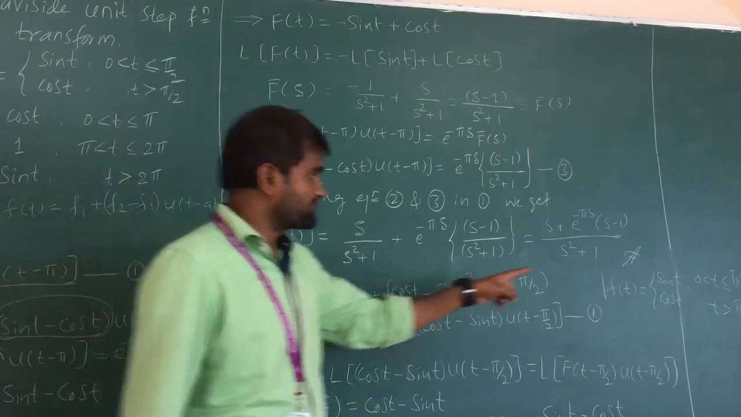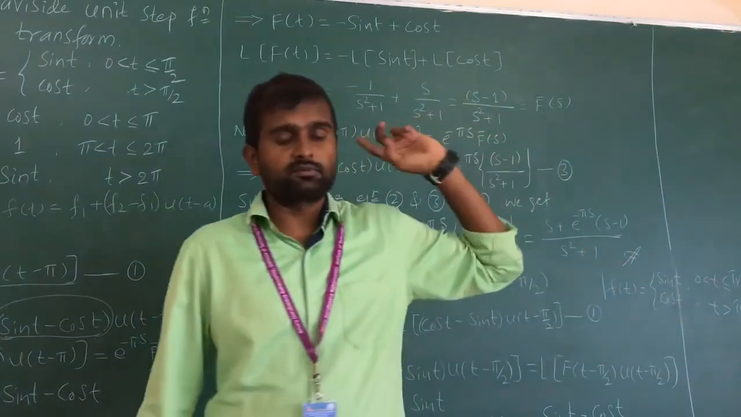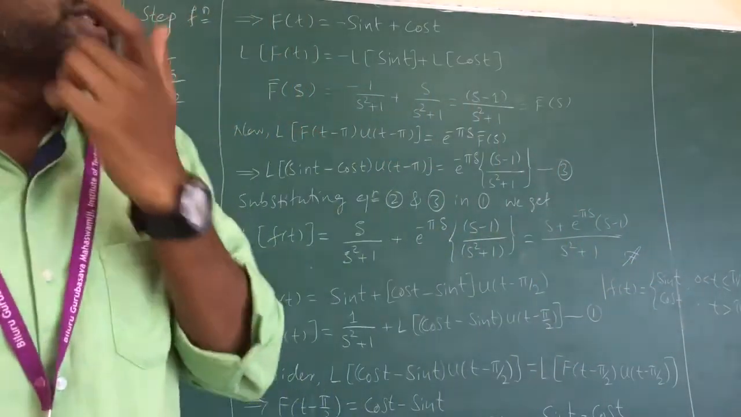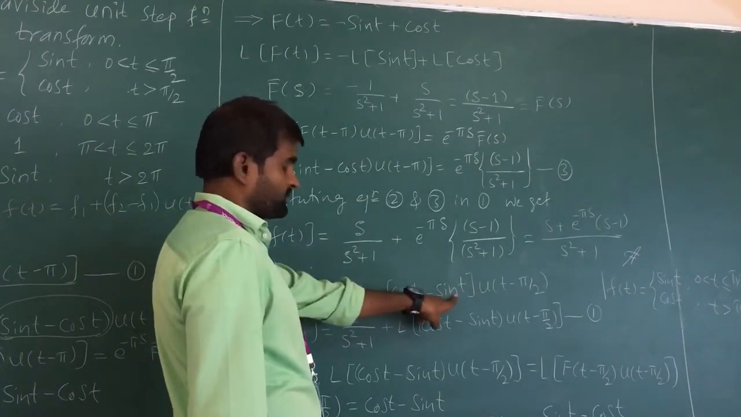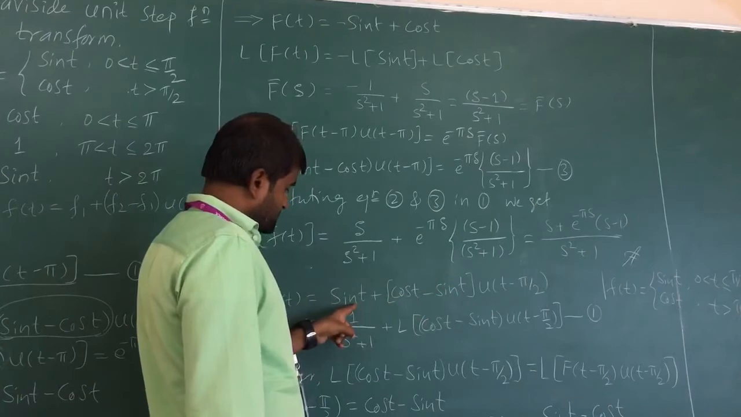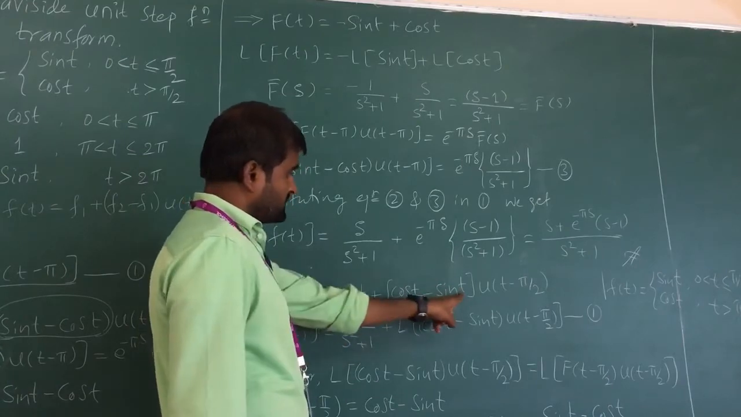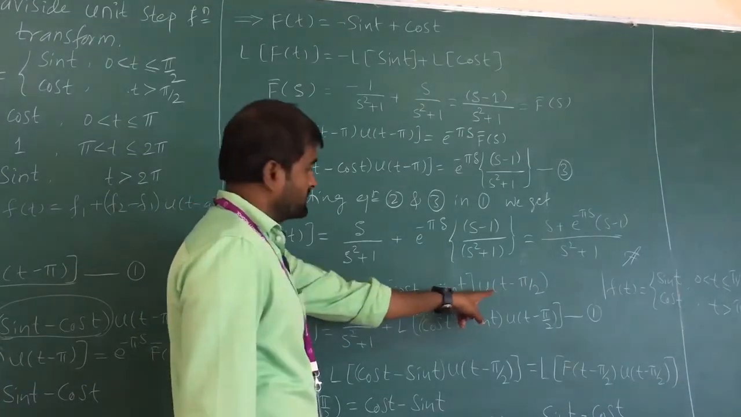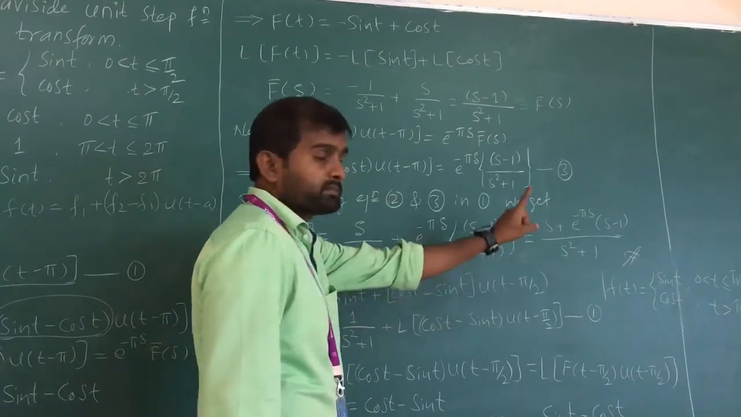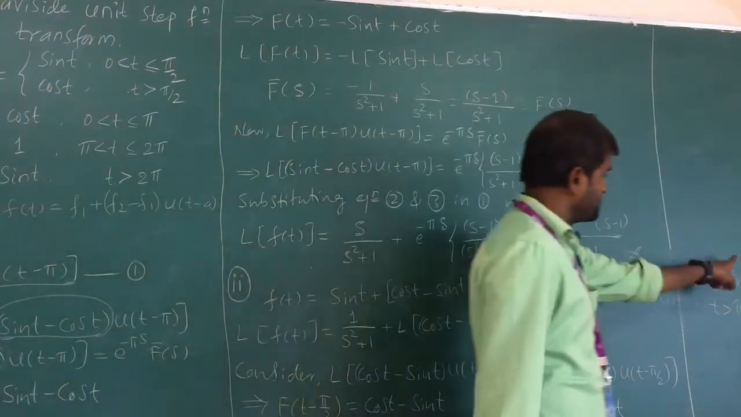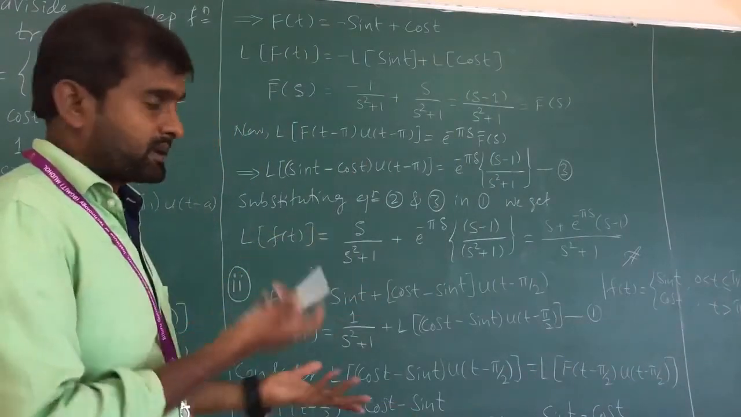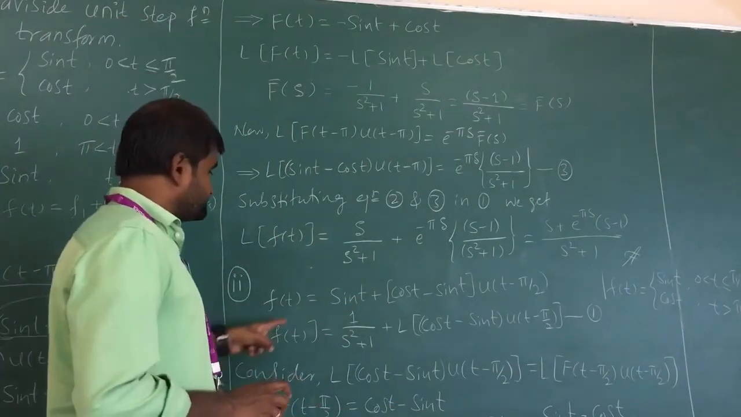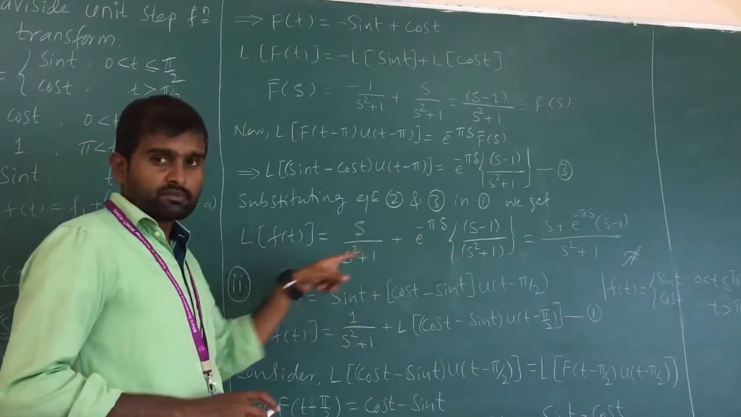So we need to express this given function in terms of Heaviside unit step function. So f1 plus (f2 minus f1). f1 is sin t, f2 is cos t, and now again f1 is sin t into u of (t minus pi by 2). Same procedure, right? At t equal to pi by 2. Then again take the Laplace transform of this.